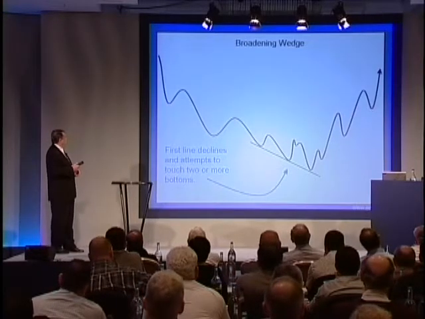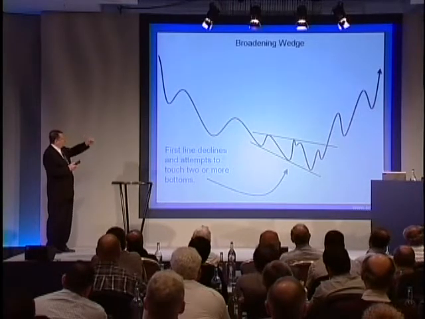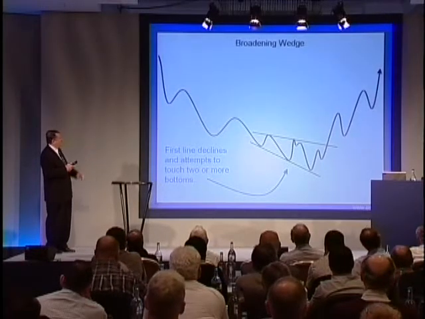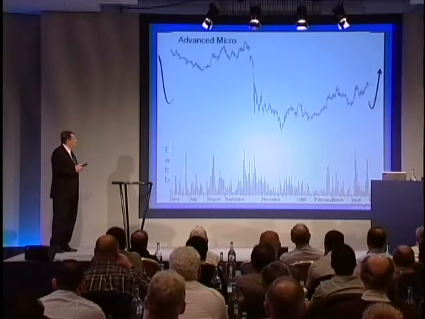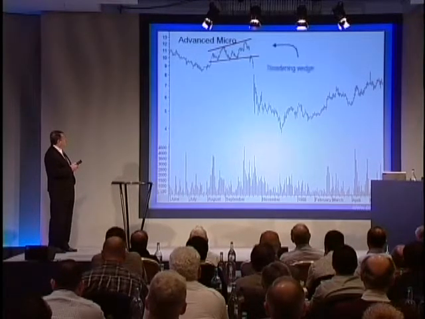Here's a broadening wedge at a bottom. Same idea here as the upper line. This time it's falling at a slower rate than the lower line, but they're still diverging. And when it breaks out, it gives you a strong signal. Here's an example. It's a broadening wedge just here with a breakdown.